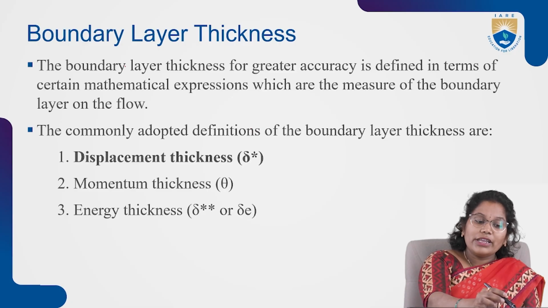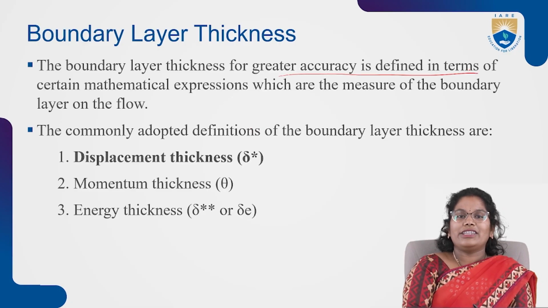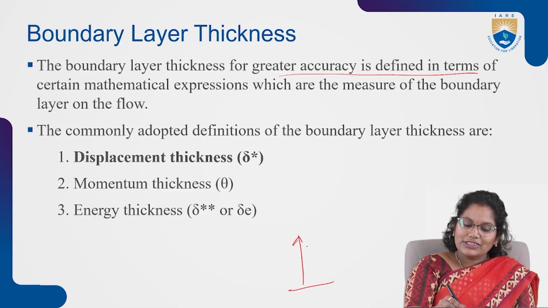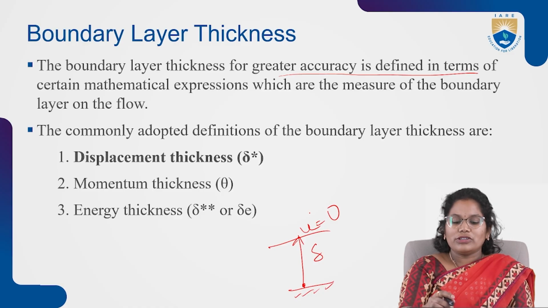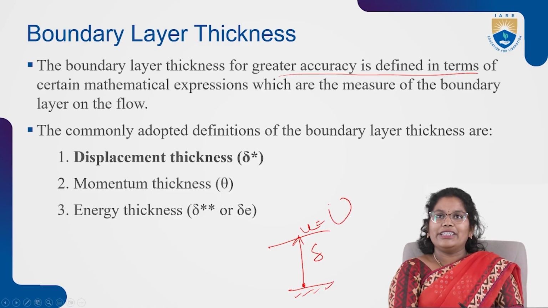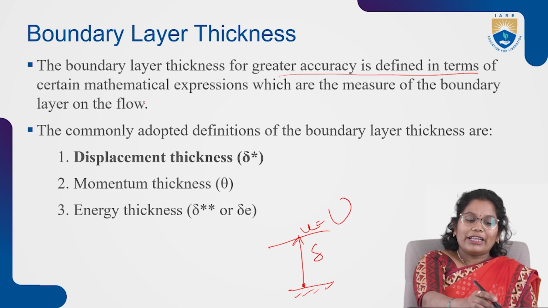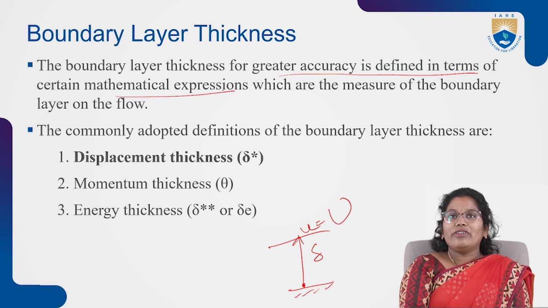Delta star. Here, for greater accuracy, the boundary layer thickness is the distance from the plate to the point where small u becomes capital U, right? That is what the boundary layer thickness is, defined here in terms of a mathematical expression to get greater accuracy.